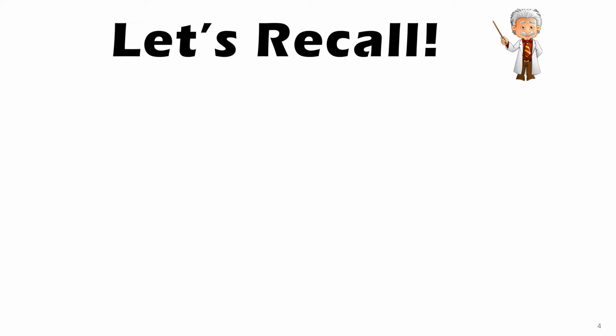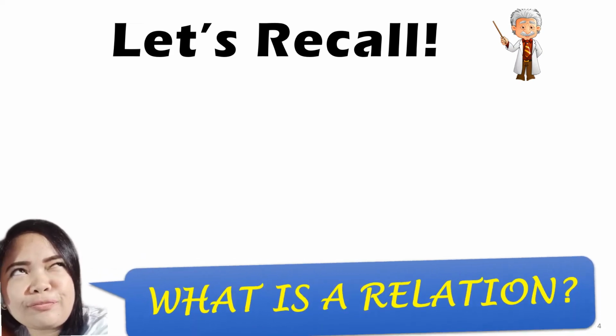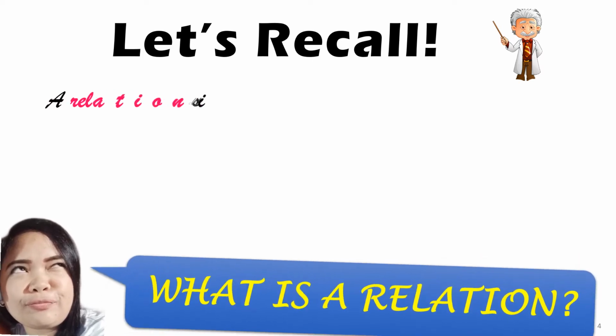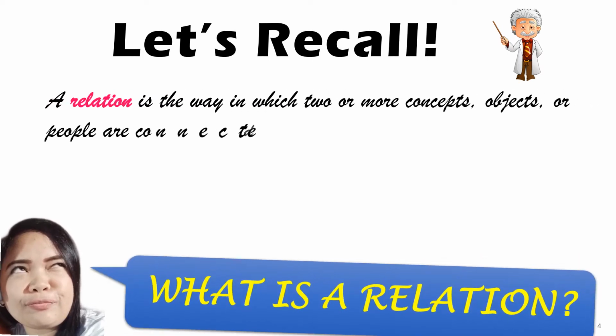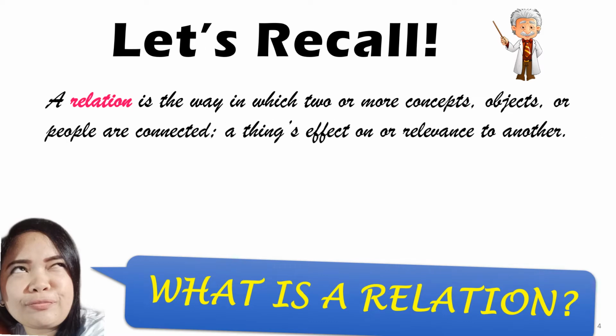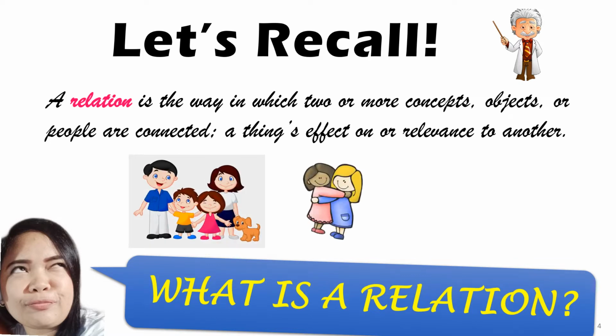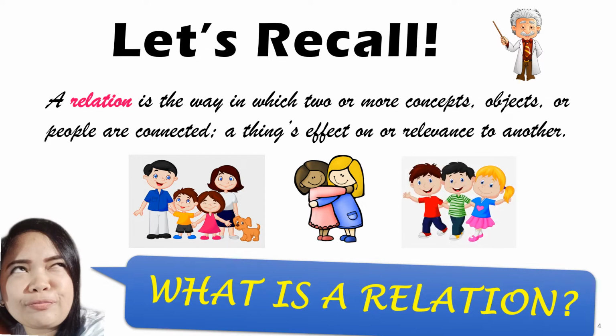Let's recall, what is a relation? So in real life, we define a relation as the way in which two or more concepts, objects, or people are connected. It is a thing's effect on or relevance to another. So meaning to say, it could be a relationship with our family, our relation with our friends, our classmates, or even the relation of our courses to our skills and hobbies, and so on. Okay, so that is a definition of a relation in real life.